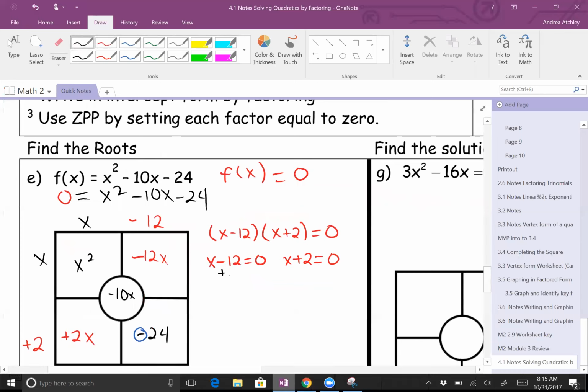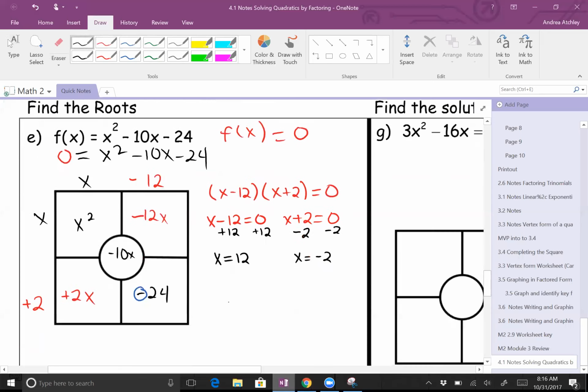So here we'd add 12 to both sides. Please show all the work in the notes so you remember what happened. And we get x equals 12. Here, we're going to subtract 2 from both sides. Then we get x equals negative 2. So my x-intercepts here, or my solutions, or my roots, our x could be 12 and negative 2.